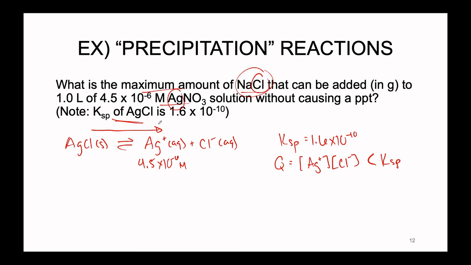Okay, well, we know again what our concentration of the silver ion is in solution. We don't know the chloride, and that's perfectly fine at this stage. Our silver is 4.5 times 10 to the negative 6 molar.